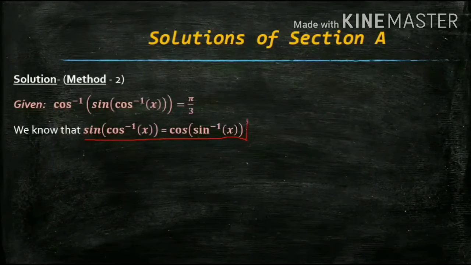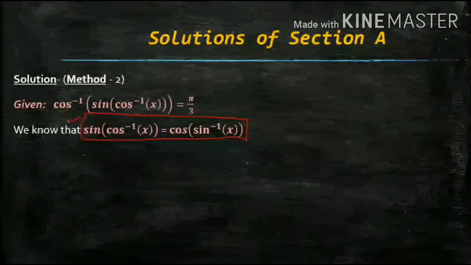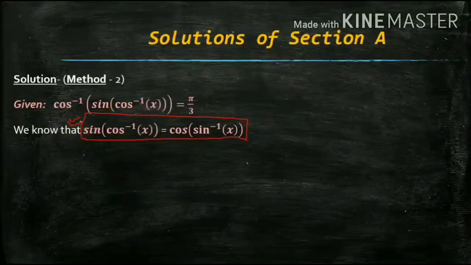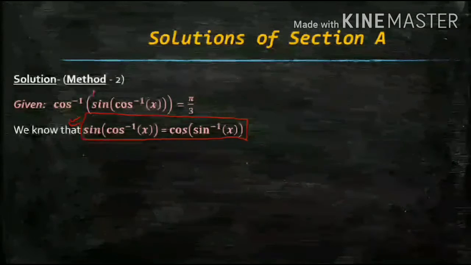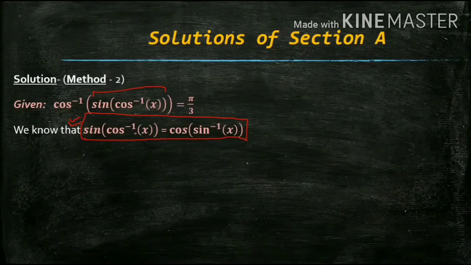Now, this expression, you either just know it, or remember it, or you can derive it. I'll tell you how you can derive this, but for the time being, assume that this is true: sine of cos inverse x equals cos of sine inverse x. That's why I'm using this expression.